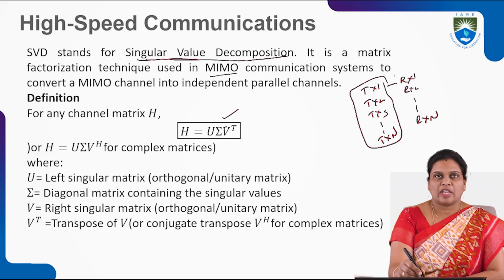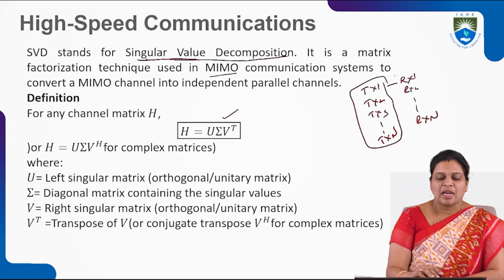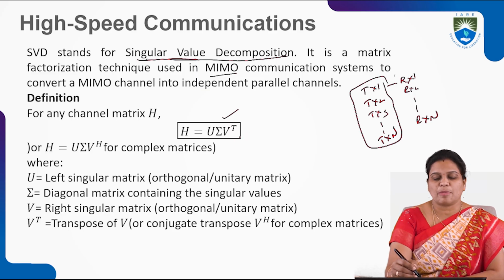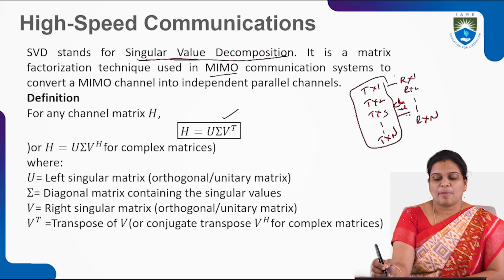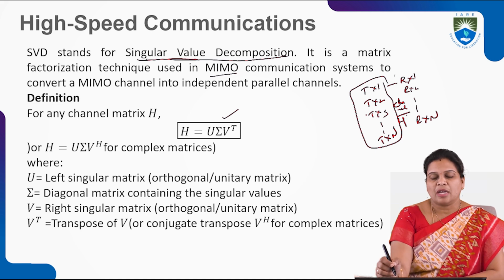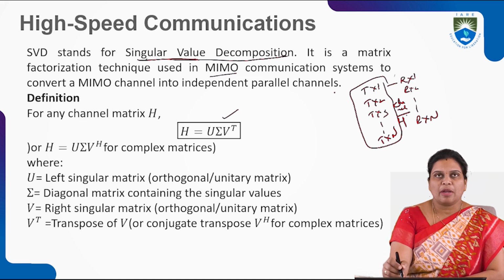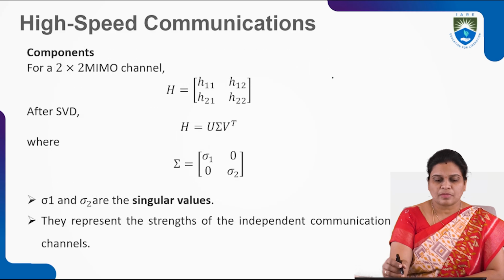So here we are taking U and V: one is the left singular matrix, one is the right singular matrix. V transpose is the complex matrix, and the next one is the diagonal matrix. So this is the singular value decomposition. By using this, between the transmitter and receiver we have one channel, and the channel matrix is H only. So now we are going to convert the MIMO channel into independent parallel channels.